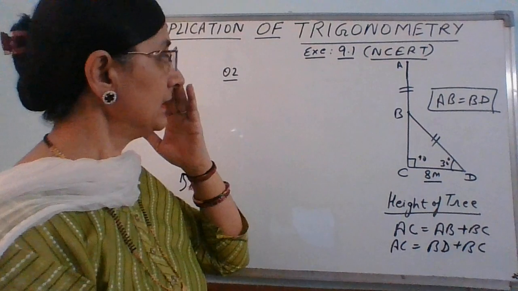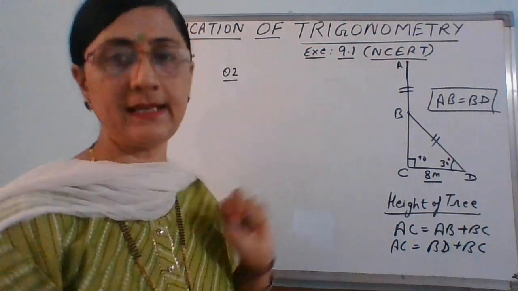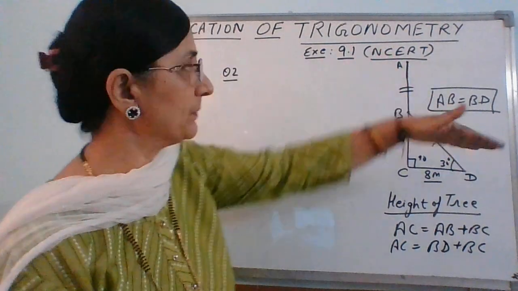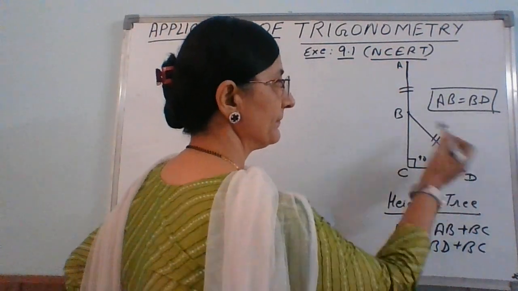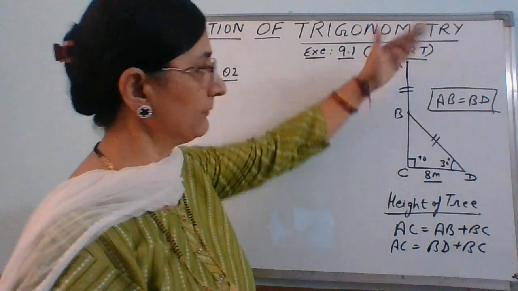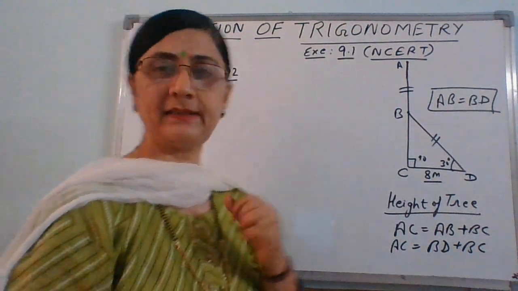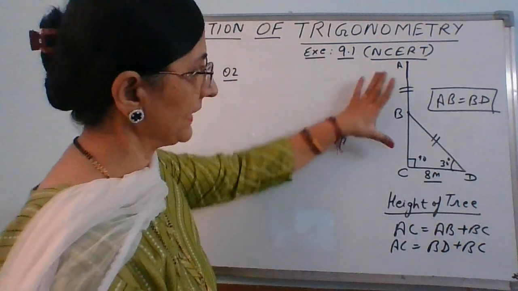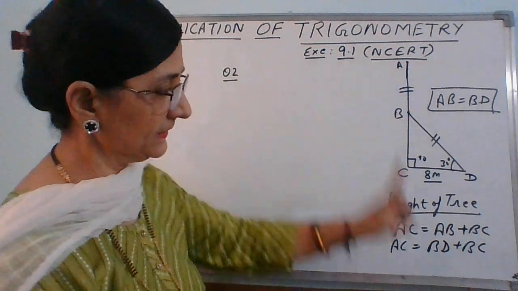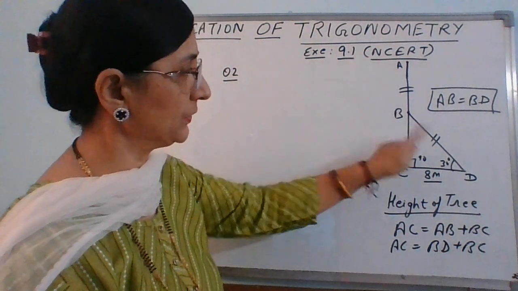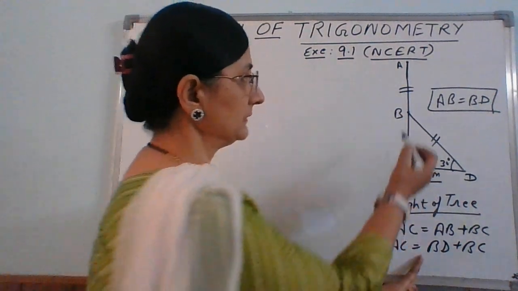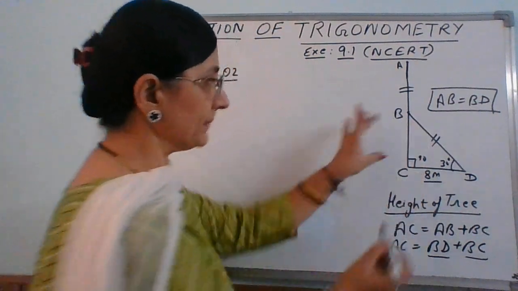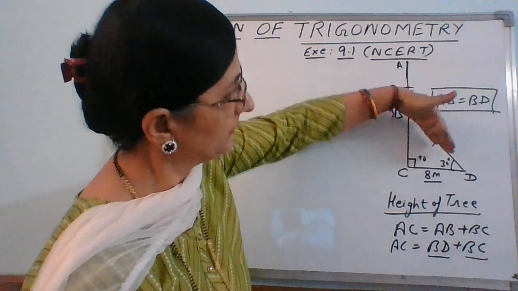So the question is simple. We have a tree. Height of the tree is AC. It has broken from here and this AB part has fallen down. So AB part is equivalent to BD. This part equals this because that part has fallen down. So in order to find the height of the tree, we have to find BC plus BD, because the height of the tree is BC plus AB. But AB is equivalent to BD. So AC will be equivalent to BD plus BC. Normally it was BC plus AB, AB fell down and became BD, right?